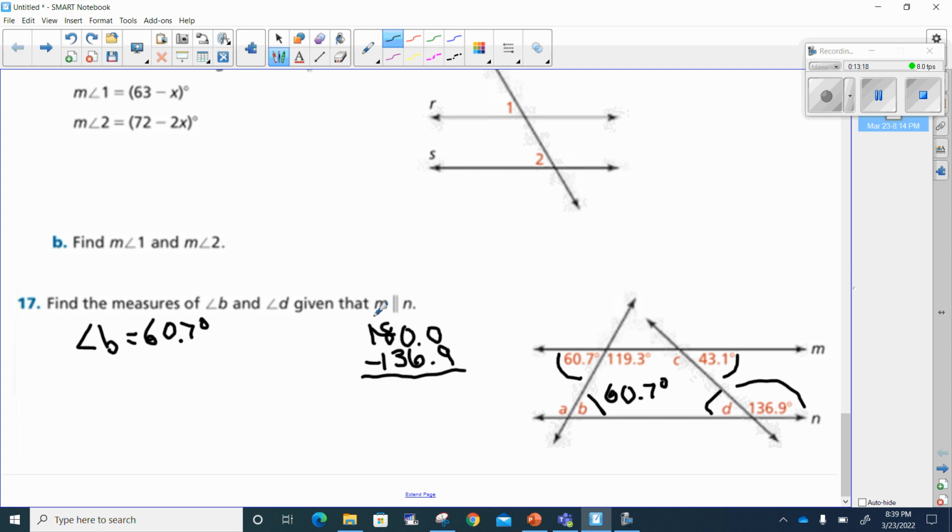I'll have to borrow one from here. I'll have to borrow one from here. 10 minus 9 is 1. 9 minus 6 is 3. And 17 minus 13 is 4. So as we can see, 43.1, just like I said, is D. So angle D is equal to 43.1 degrees.